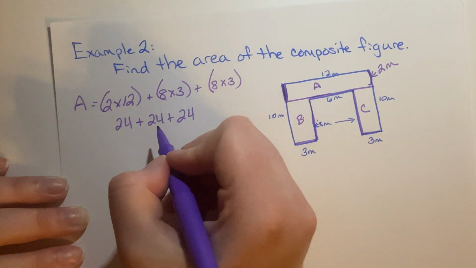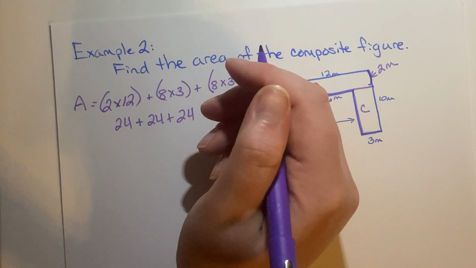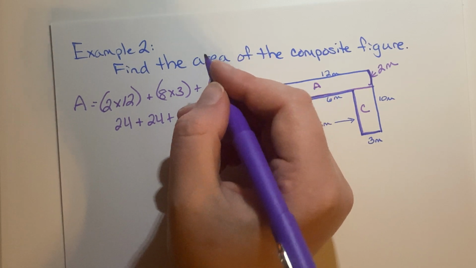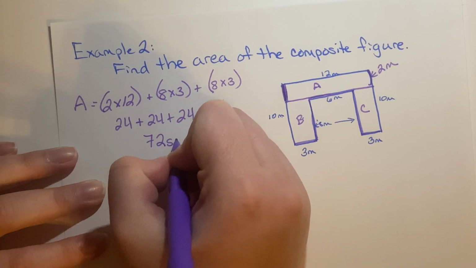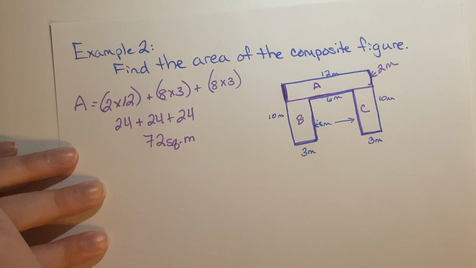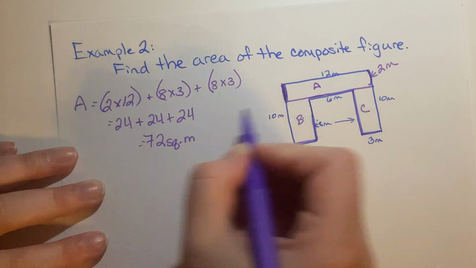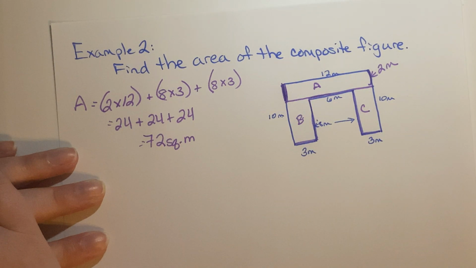So then you add them all together, which would equal 72 square meters. Okay, so our area for this whole entire thing is 72, even though it doesn't look like it.